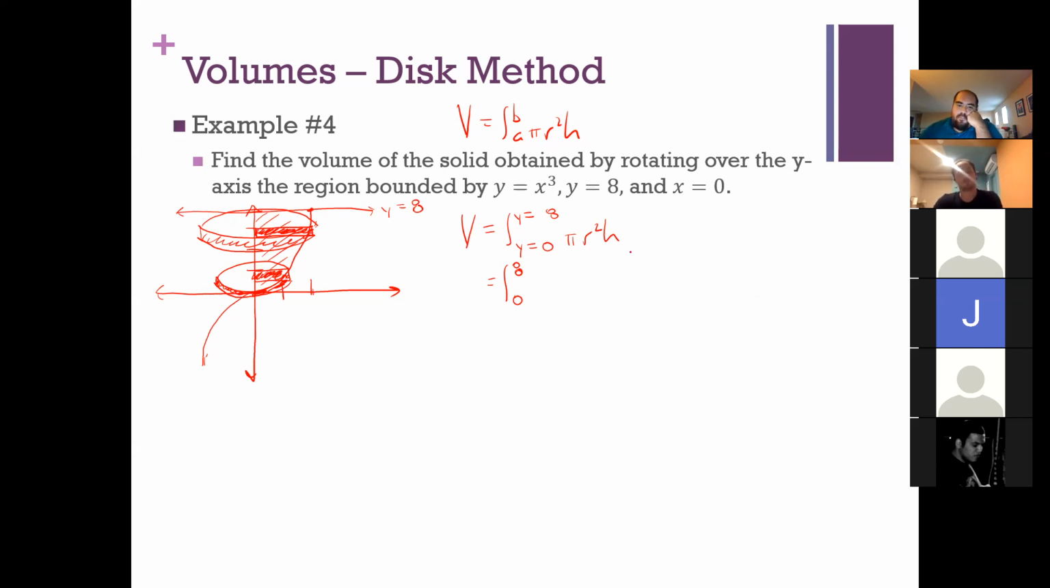All right, so back to the radius. What's going to define the radius for either one of these two strips I drew, or anywhere else I could draw one?